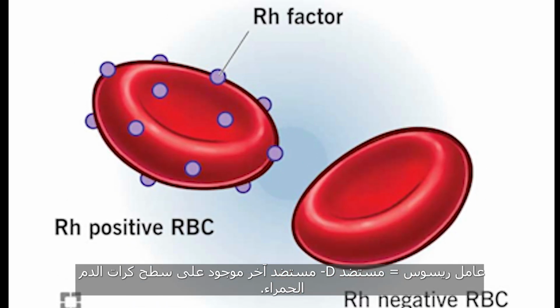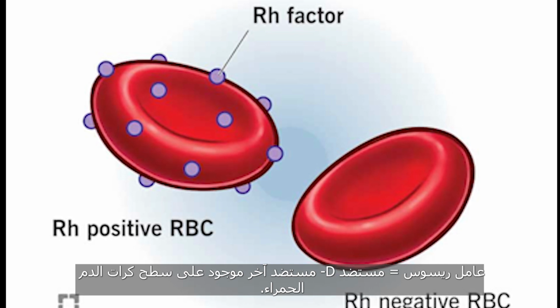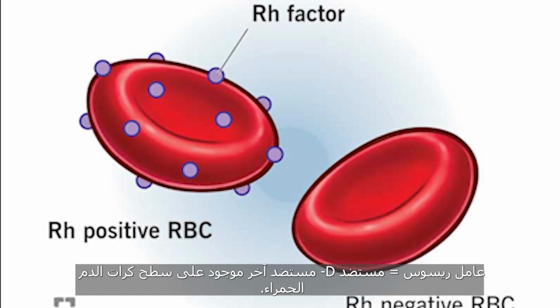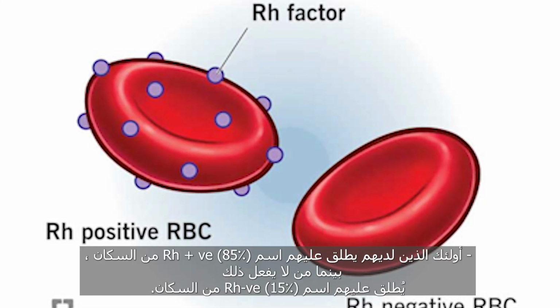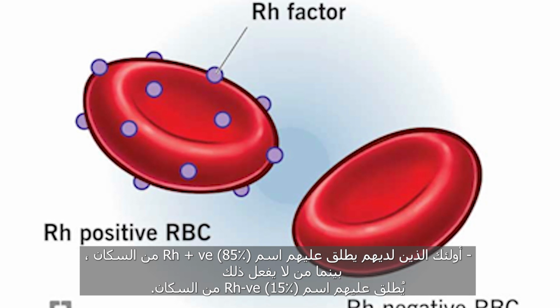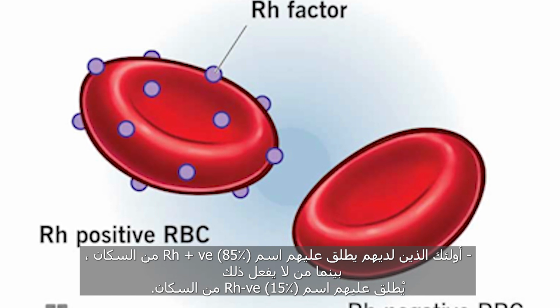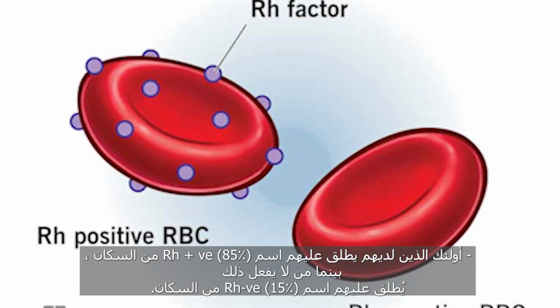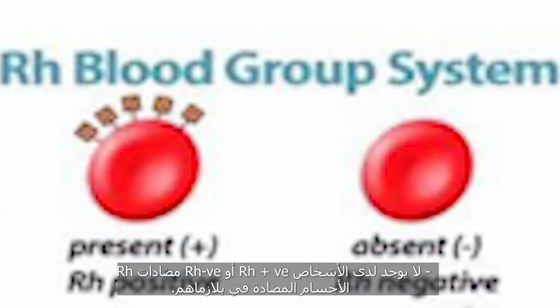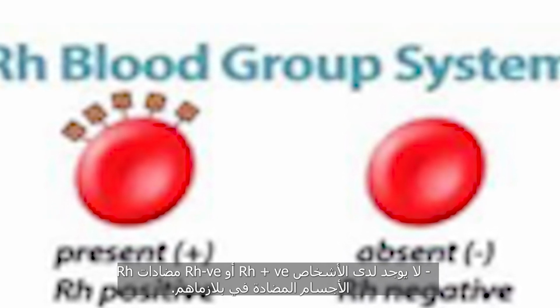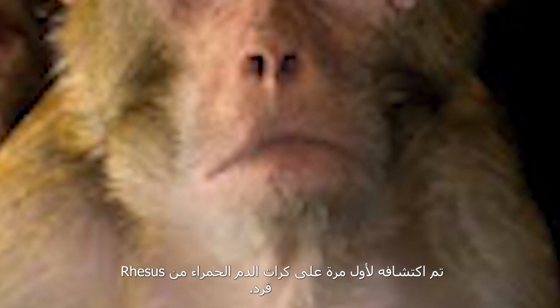So now we are going to talk about the rhesus factor, and it has a special type of antigen, which is called the D antigen. It is another antigen present on the surface of the RBCs. Those who have it are called Rh positive persons, and they represent 85% of the population. While those who don't have it are called Rh negative persons, they represent 15% of the population, and neither Rh positive nor Rh negative persons have anti-Rh antibodies in their plasma. And the reason we call it the rhesus factor is that it was discovered in the RBCs of the rhesus monkey.